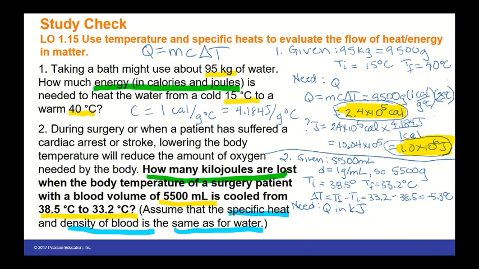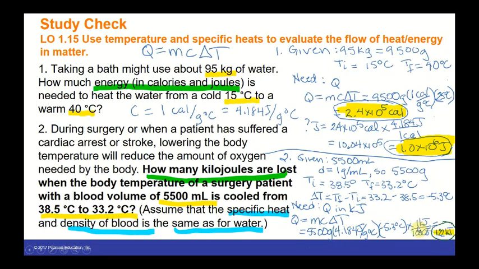We need to know our value of Q in kilojoules, so we'll have to do another conversion in the end. All right, so let's set up our equation. We're plugging and chugging. Our mass is 5,500 grams times our specific heat in joules, because the question is asking for kilojoules. That's 4.184 joules per gram degree Celsius times minus 5.3 degrees Celsius. We also need to have our answer in kilojoules, so we need to convert joules to kilojoules. We have our conversion here.